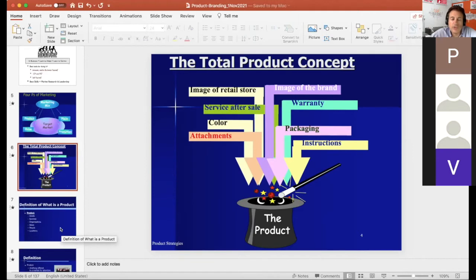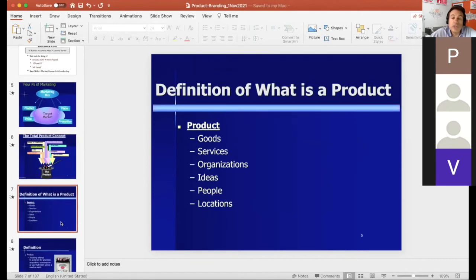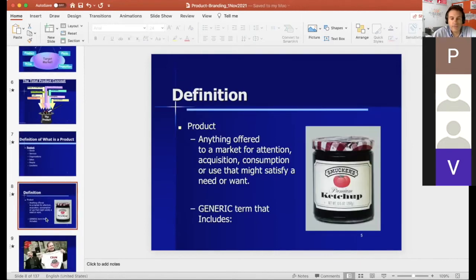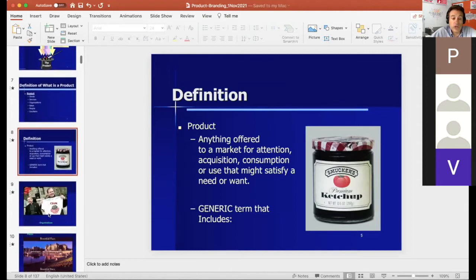So we'll see there's a difference, which is that, what is a product? A product is a generic term. So everything that we sell are products, but that's too generic. What do you sell specifically? You sell a good, you sell a service, you sell an organization, ideas, people, or locations. What I mean is that a product is anything offered for someone to acquire. It's therefore the generic term.